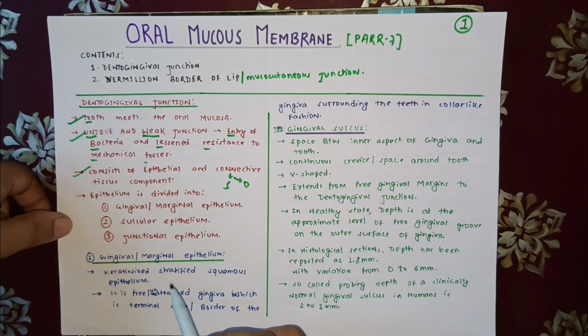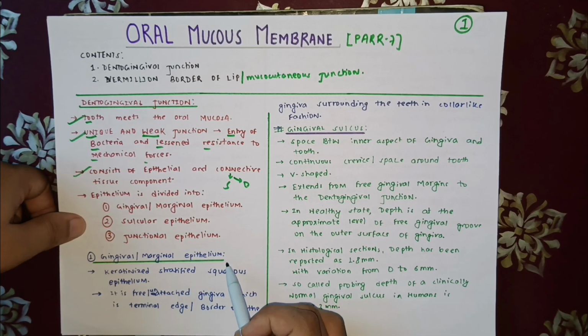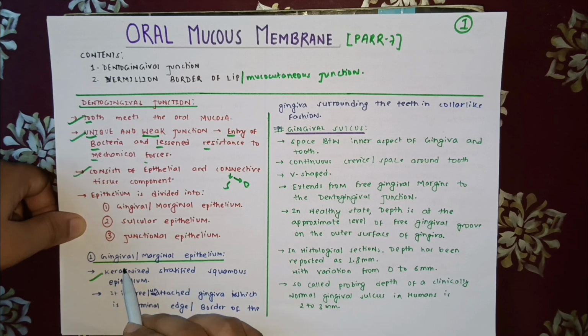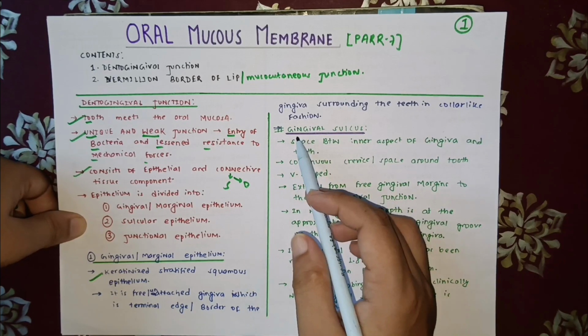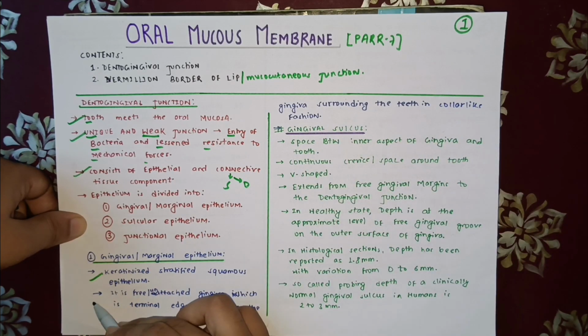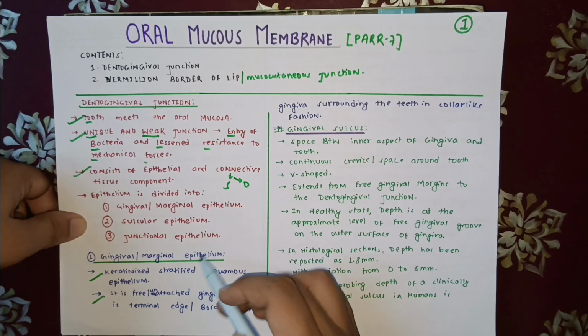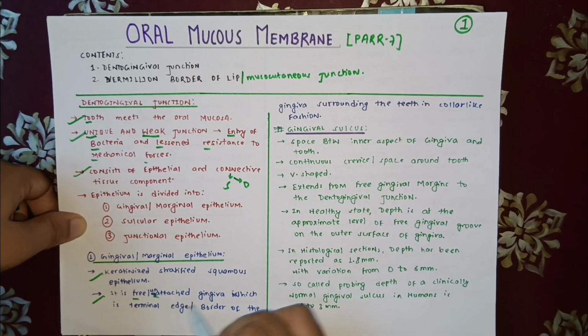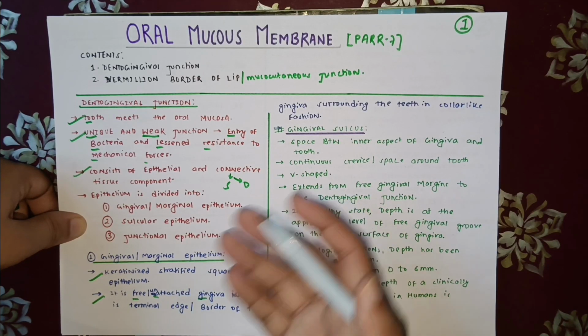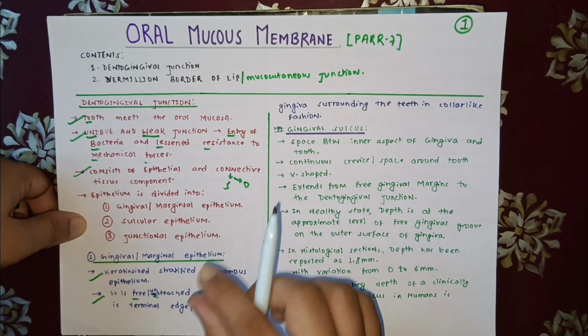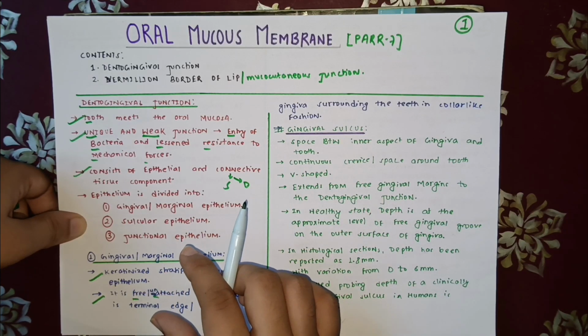Our first epithelium is the gingival or the marginal epithelium. It is a keratinized stratified squamous epithelium. It is the free or unattached gingiva, which is the terminal edge or the border of the gingiva surrounding the teeth in a collar-like fashion. The free gingiva that I discussed previously is the gingival or the marginal epithelium itself.